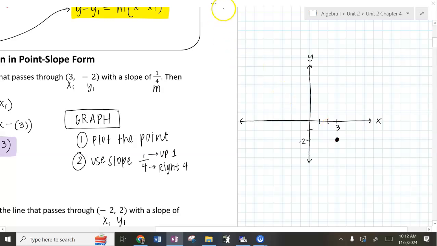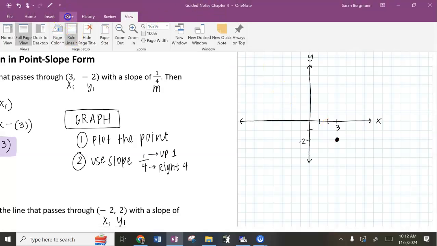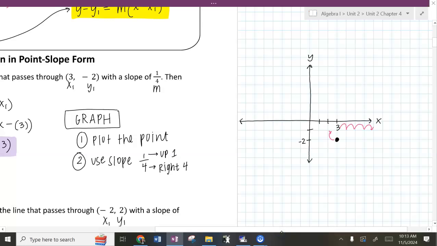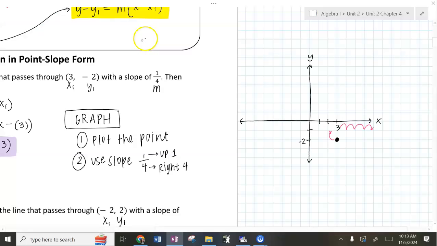So from that point that you just plotted, now you're going to go up 1, and then you're going to go right 4. 1, 2, 3, 4 to get you over on another point. You can double check to make sure it looks right because the line should be going up as a positive slope. 2 points is enough to make a line, so you could go ahead and connect those.